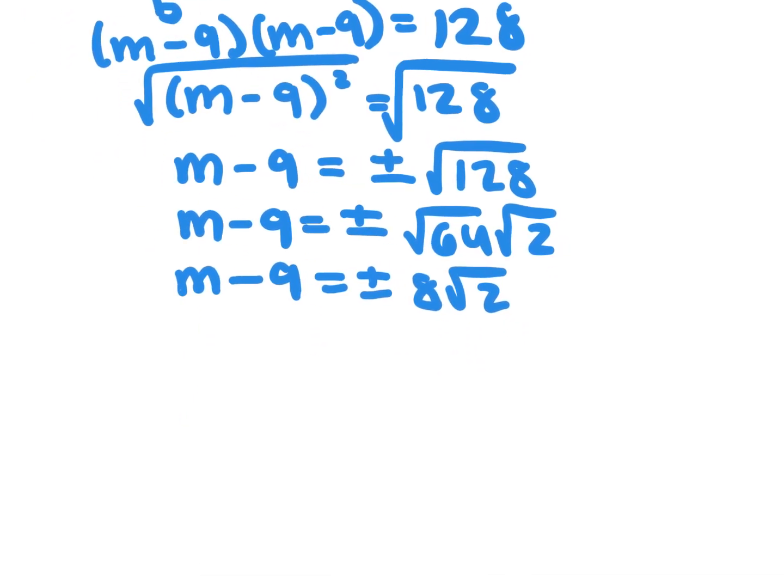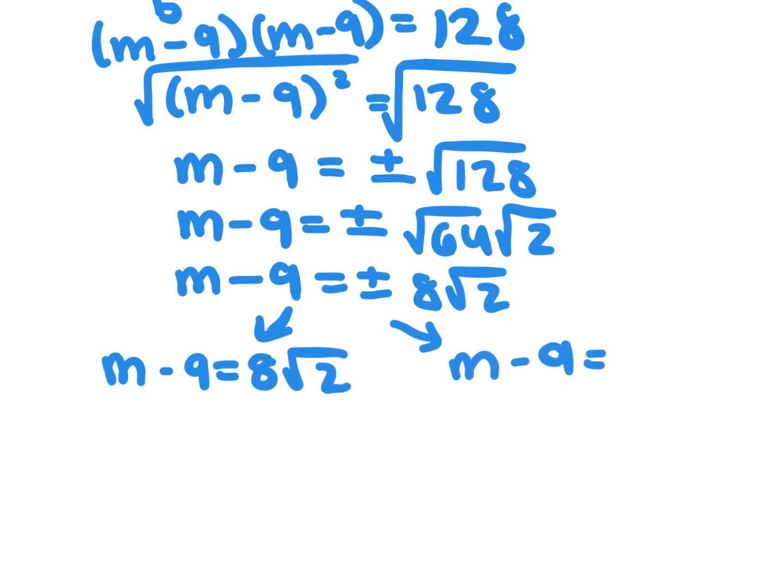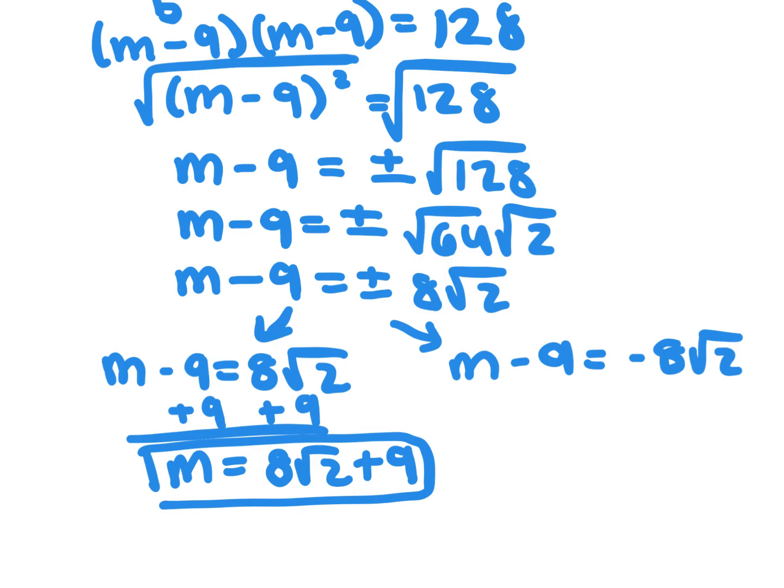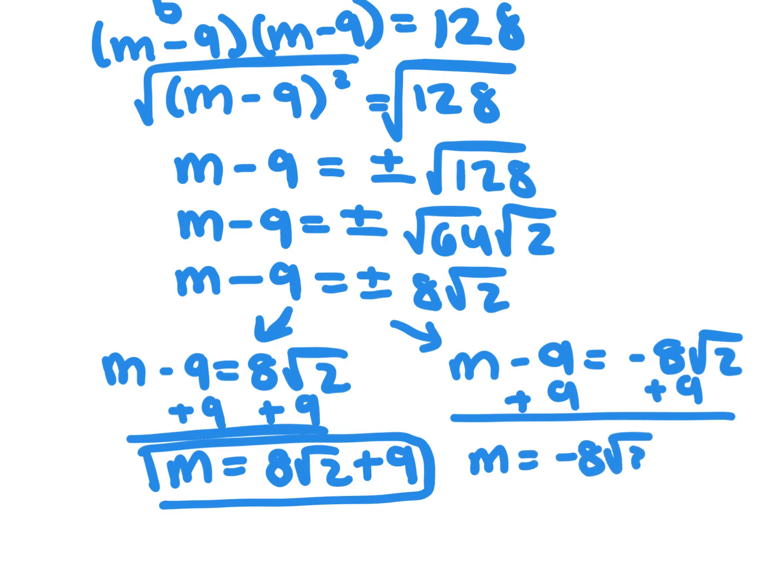And now I'm solving with two equations. One equation is m minus 9 equals 8 root 2. And the other one is m minus 9 equals negative 8 root 2. So I have both answers. So to solve, I get m by itself. So I add 9 to both sides. So you get m equals 8 root 2 plus 9 as one answer. On the other side, I add 9 to both sides, and you get m equals negative 8 root 2 plus 9.